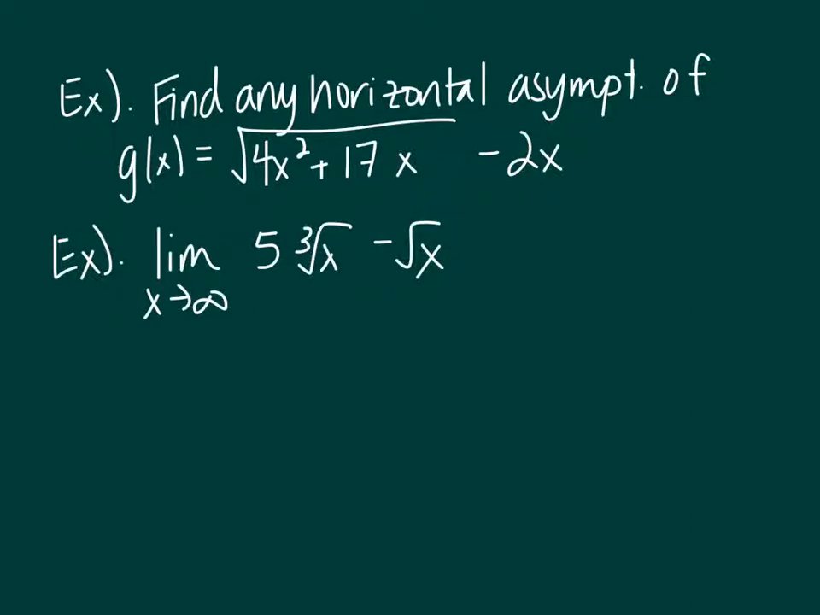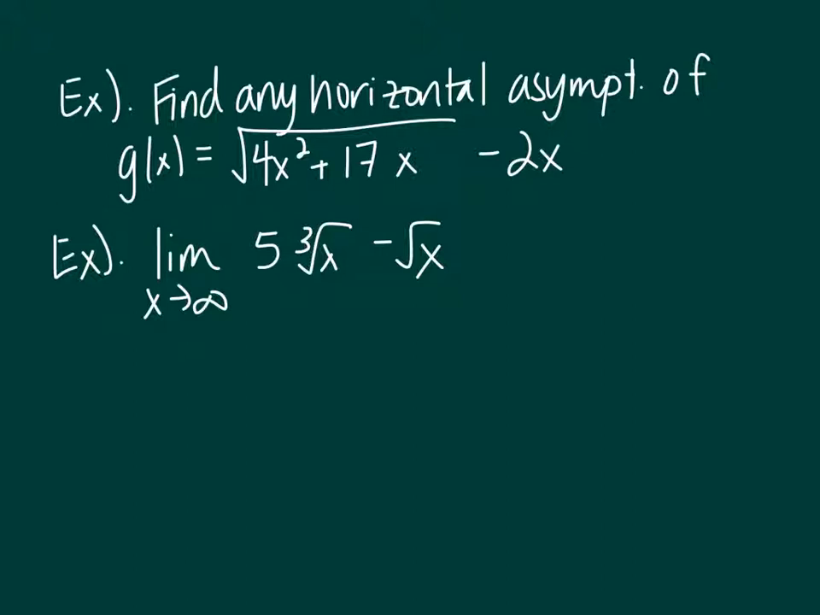In this video, we're going to look at these two examples, and both of them are going to give us limits at infinity in an indeterminate form. And we're going to look at two different strategies for how we can calculate those limits. So let's start with the first one, looking for horizontal asymptotes of this function.